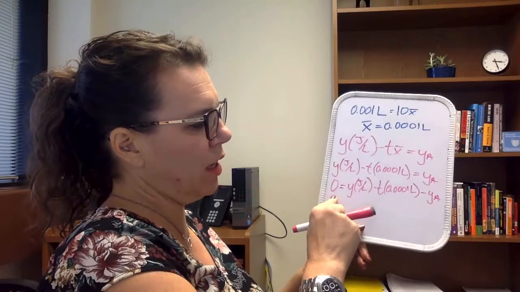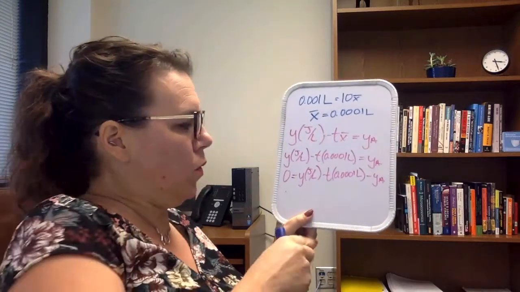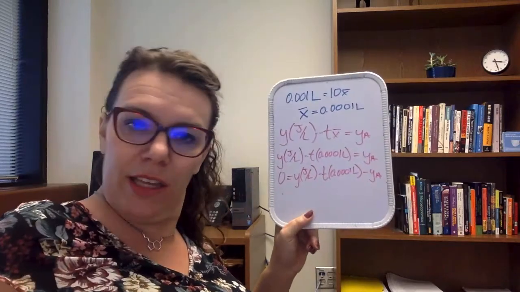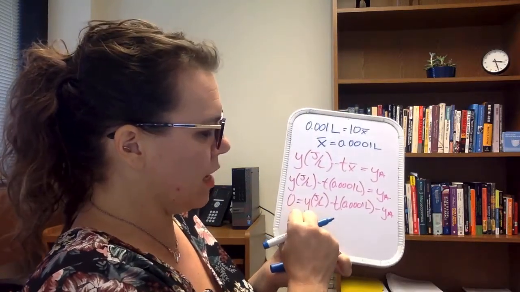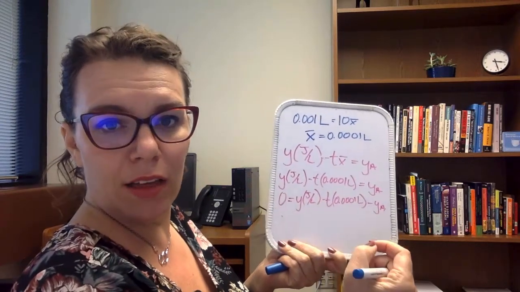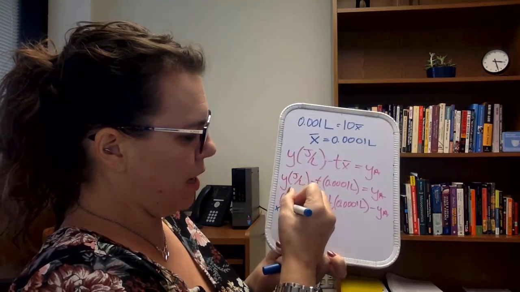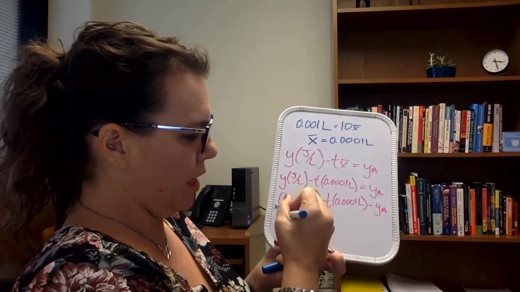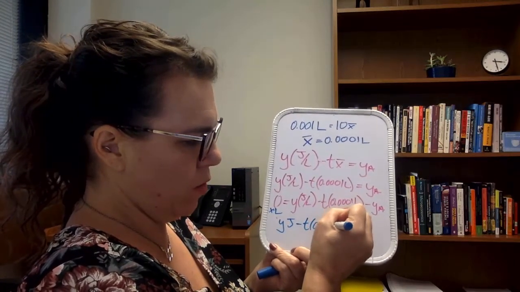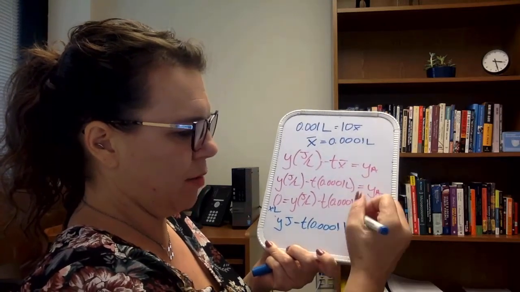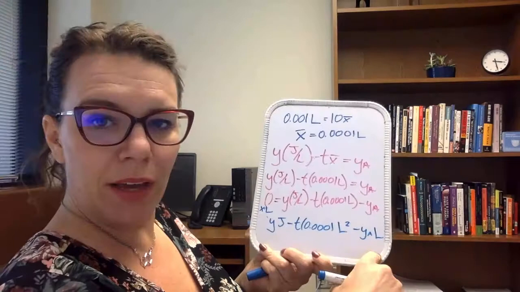So then you go through and multiply each component by L, and that's going to give us a quadratic equation. So I'm going to switch up the colors here again, because I think that pink might be hard to see. So now I've got YJ over L times L is going to be just YJ, right? So I'm going to multiply by L all the way through. So I'm going to get YJ minus T times 0.0001, and this is also multiplied by L, so it's going to be L squared, minus YAL. And so now you can see how multiplying by L gave us a quadratic equation, right?